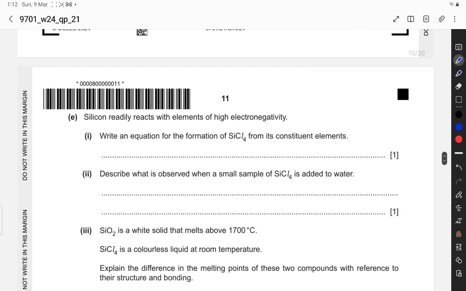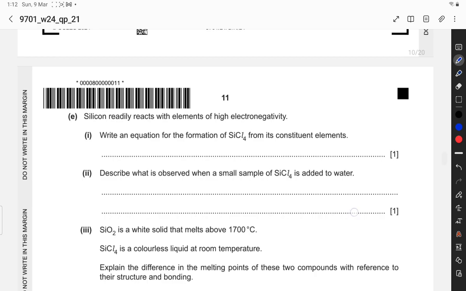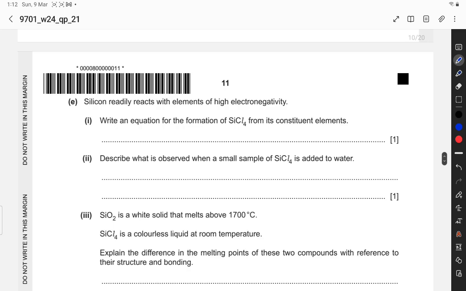Silicon readily reacts with elements of high electronegativity. Write an equation for the formation of silicon tetrachloride from its constituent elements: Si plus Cl2 to form SiCl4.